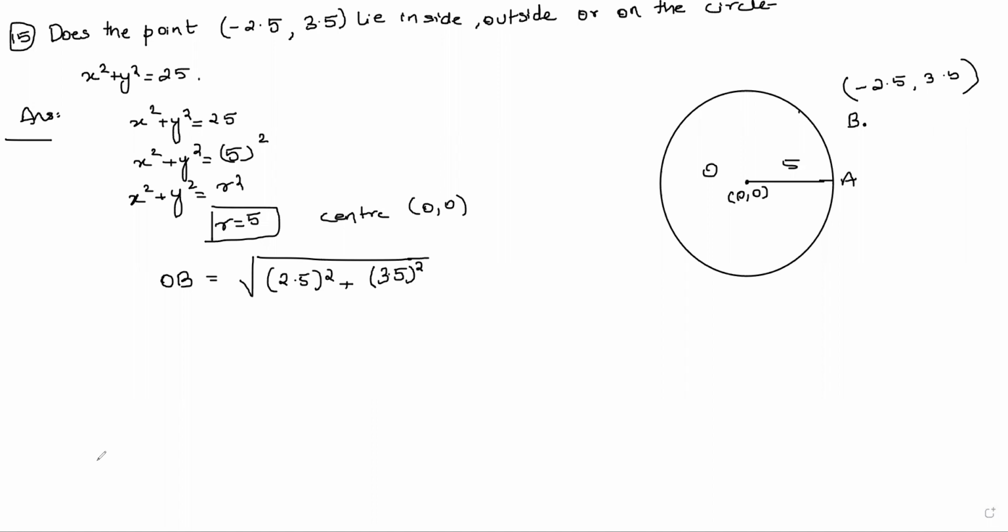Does the point lie inside the circle? Yes. The distance you will get is less than 5. That's why this point lies inside the circle. Okay, so everyone has completed this? Yes, sir. Okay, very good.